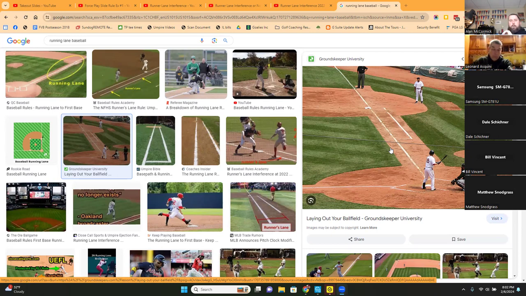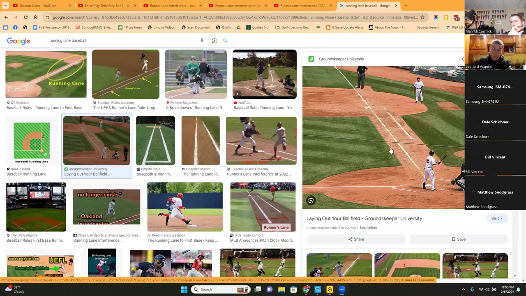I would say it's a very misunderstood rule, right? Because a lot of people say, oh, the runner has to run in there all the time, which he doesn't have to. If there's a ground ball to shortstop, he can run wherever he wants. The only time he's restricted to running in the running lane is, so in high school.